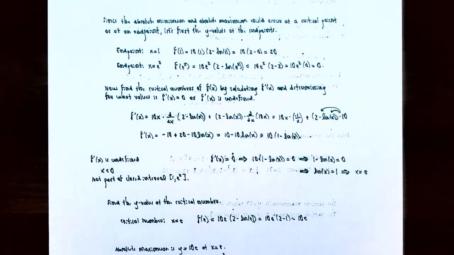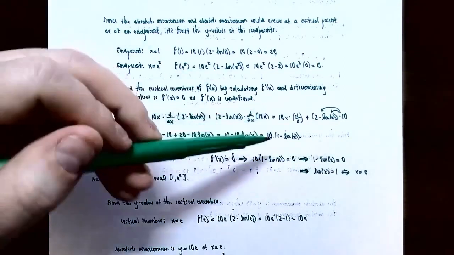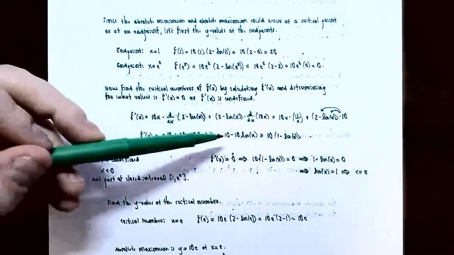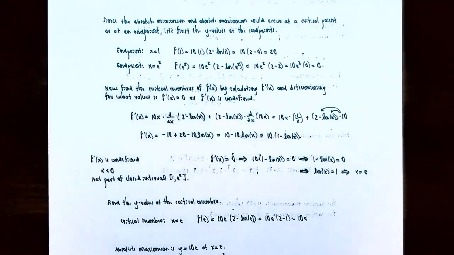Notice that there's a 10 in common with both terms, so they can be factored out as the greatest common factor, or GCF. So you have 10 times the quantity. You have 1 from the first term left over after you factor out the 10, and the second term you have natural log of x. So the derivative f prime of x is 10 times the quantity, 1 subtract natural log of x.